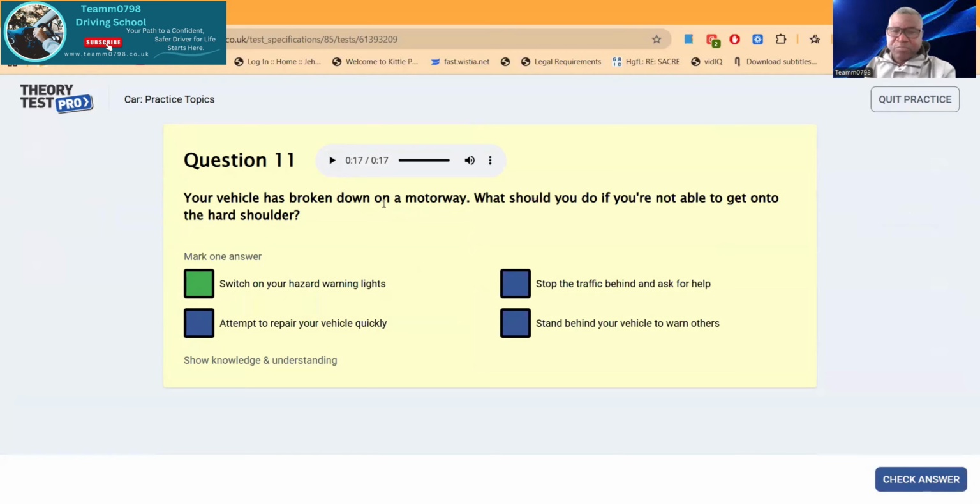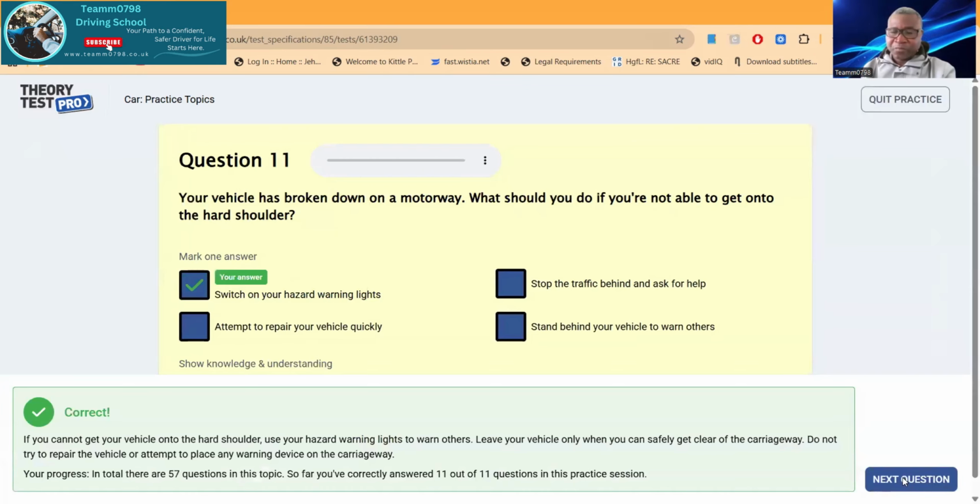Okay, so your vehicle is broken down on the motorway. Fast lane, fast speed, 70 miles per hour. What should you do if you're not able to get into the hard shoulder? You must switch on your hazards to warn other drivers of the danger that's facing them. Okay, that's the correct answer.